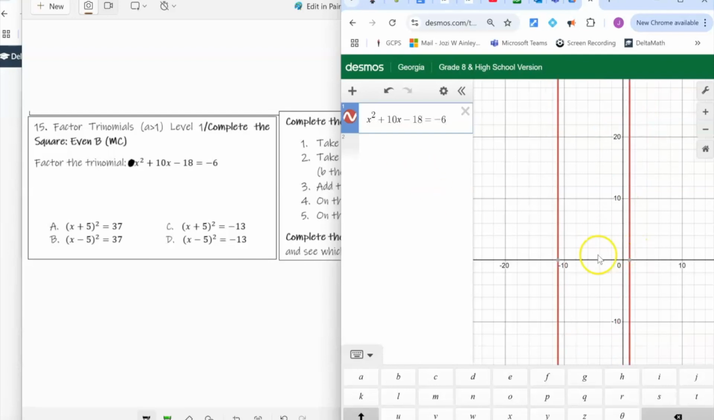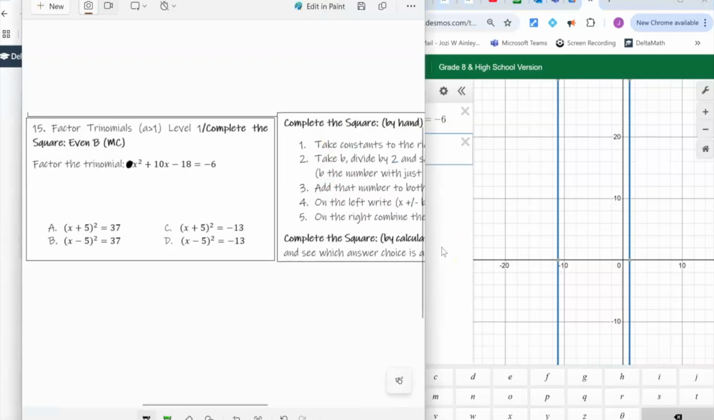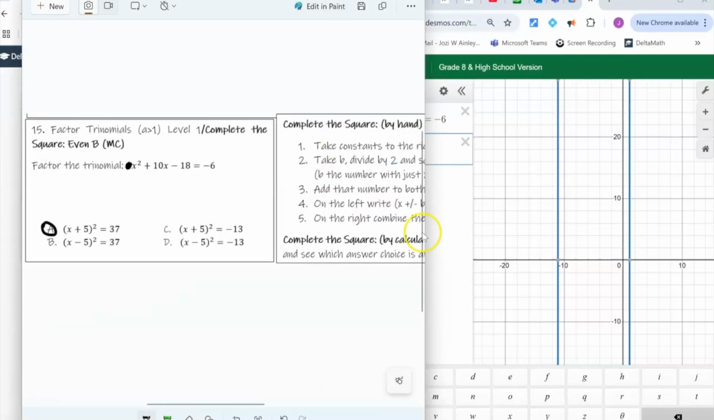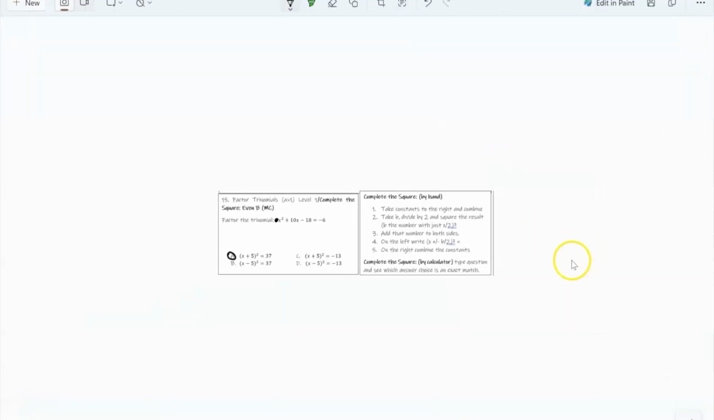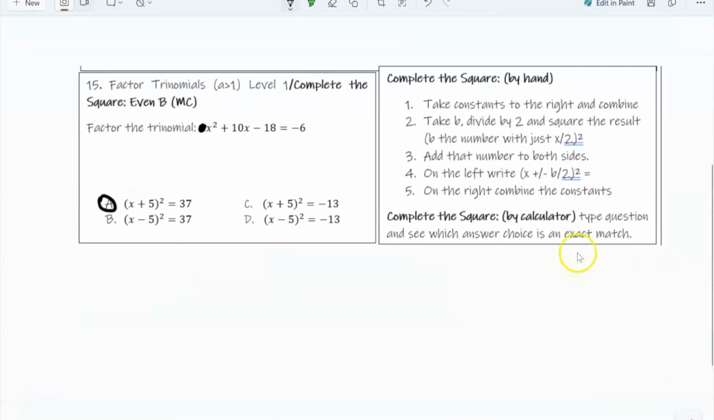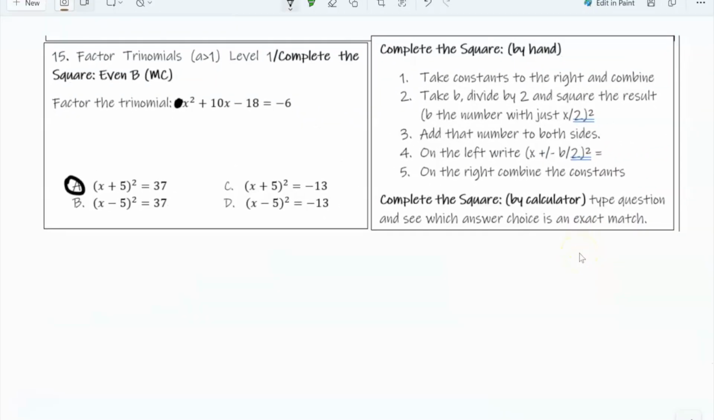So boom, there's my quadratic equation. Now I'm going to type in my answer choices. So there's my first one matched. All right, so my first answer should be A. Now we're going to go ahead and do it by hand. So that's how I use the calculator, but doing it by hand is also pretty quick, so we're going to go ahead and knock that out.